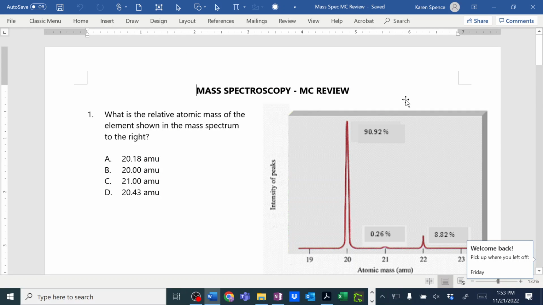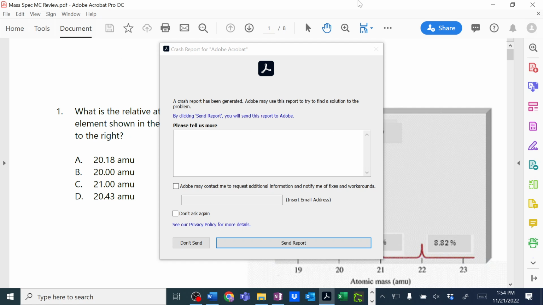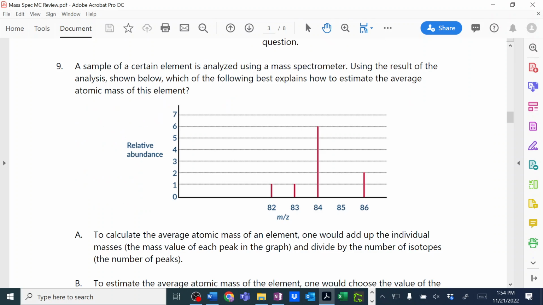So, I wanted to check with you guys on number 12, because I'm looking at this and I'm like, how did we feel about number 12 on the mass spec? Oh, crash report for Adobe. Don't send. I don't care. Was it good, number 12? Okay.